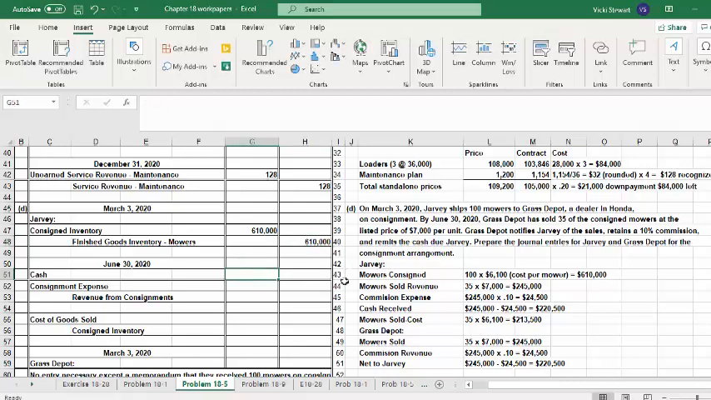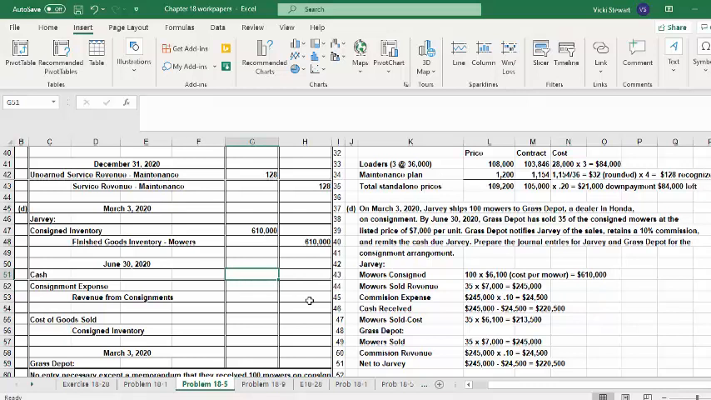The problem then states that at June 30th, Grass Depot notifies Jarvie that they've sold 35 of the consigned mowers at $7,000 each, and they remit the cash minus their 10% commission. So on June 30th, Jarvie would receive cash of $220,500. The total sales price was $245,000. There's a 10% commission, so that's $24,500. So the net amount is $220,500.